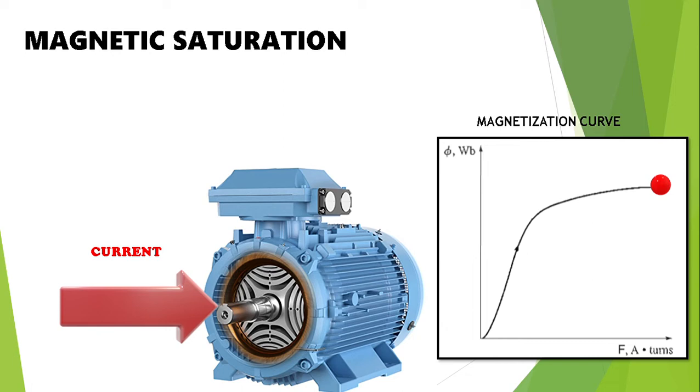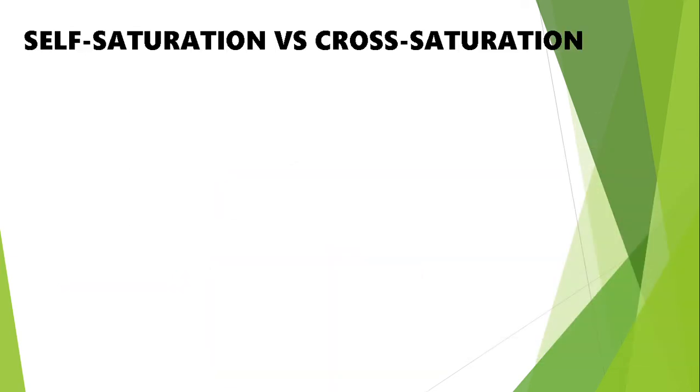I believe Shresh has given a clear explanation of what magnetic saturation is. I would now like to explain briefly the two types of magnetic saturation. These are the self-saturation and the cross-saturation effects. So, what is self and cross-saturation?